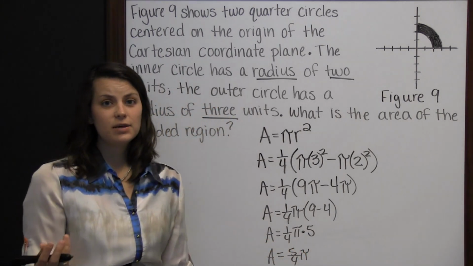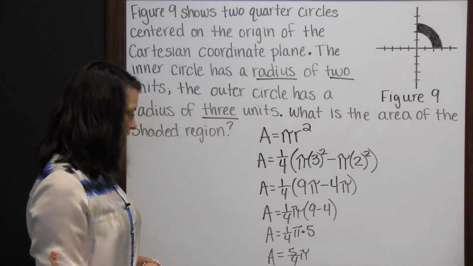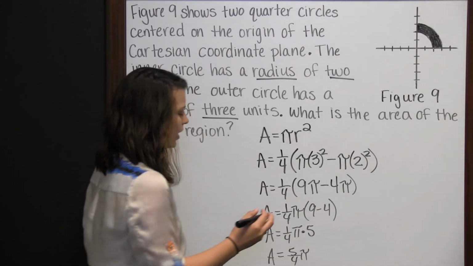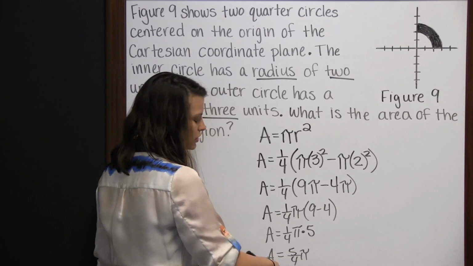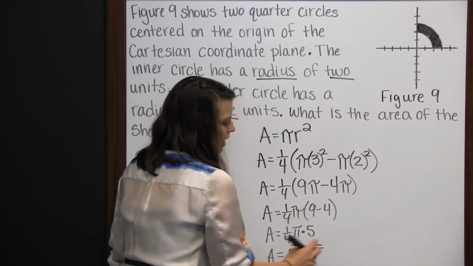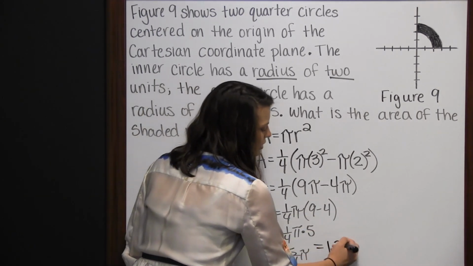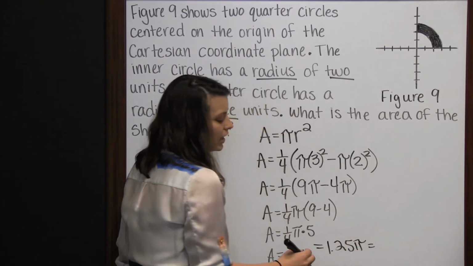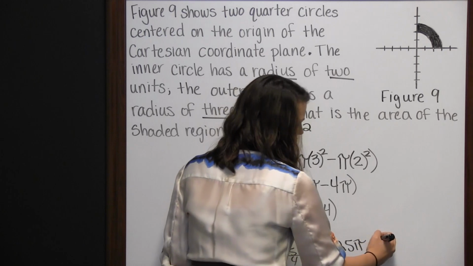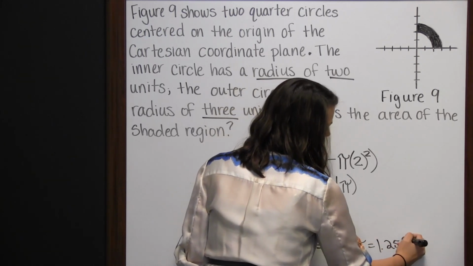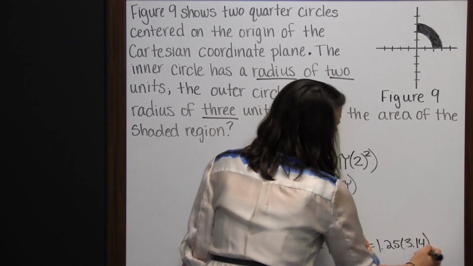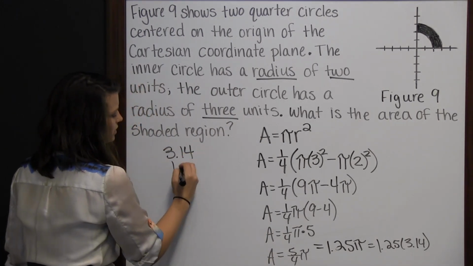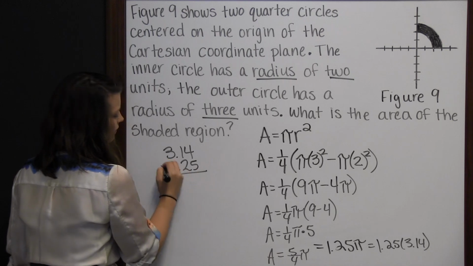But of course, if you're needing to bubble this in on an answer sheet, then you don't have the option of bubbling pi. So we're going to have to multiply 5/4 times pi. And 5/4 times pi is 1.25 pi. And for pi, we'll just use 3.14. So we're doing 1.25 times 3.14. And that I'm going to do over here. So 3.14 times 1.25.